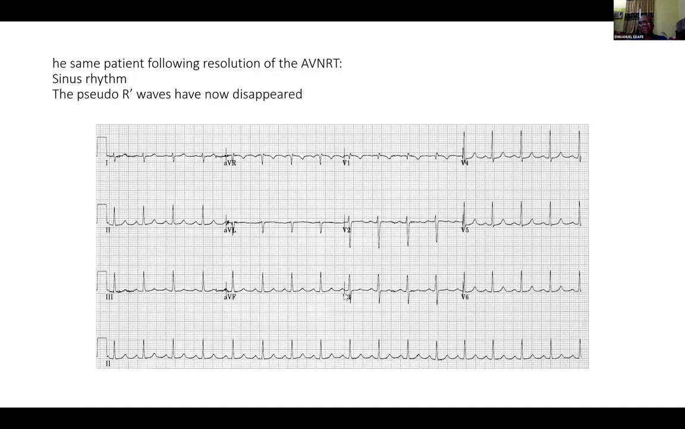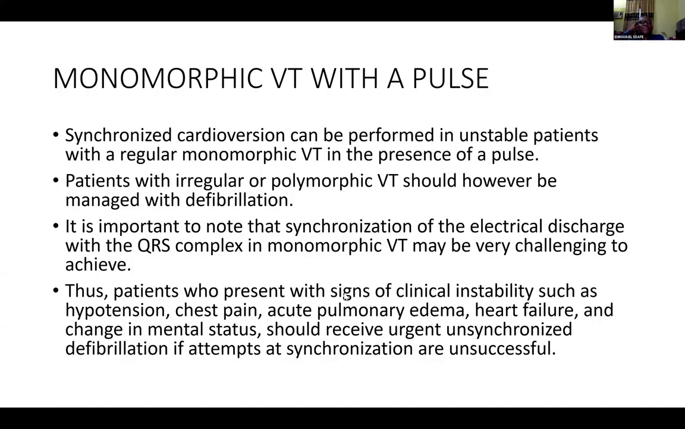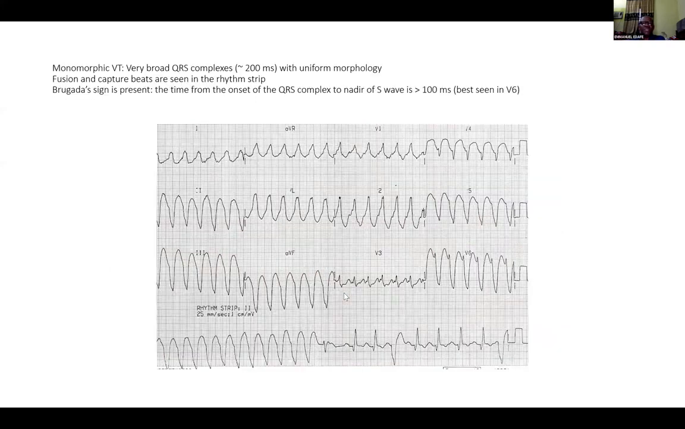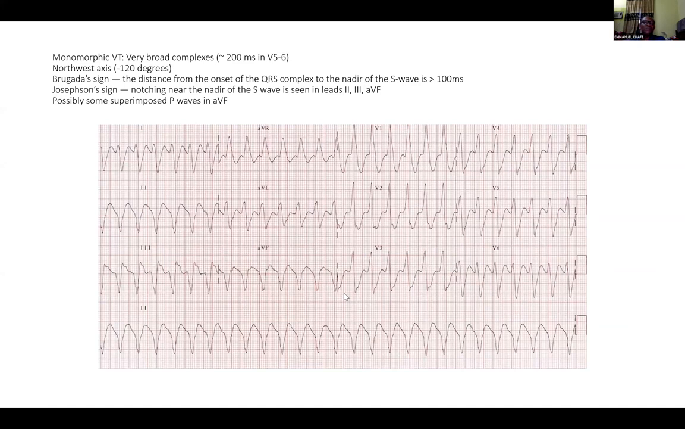Then here we also talk about a similar thing. Then we talk about the monomorphic ventricular tachycardia with a pulse. In monomorphic ventricular tachycardia with a pulse, what the guideline recommends is for us to cardiovert, not to defibrillate. So we still use a lower energy, synchronize, and cardiovert the patient. You can see that it's monomorphic, because most of the arrow waves are all similar in amplitudes. This is also another monomorphic, similar and all pointing towards one direction, probably coming from one source.